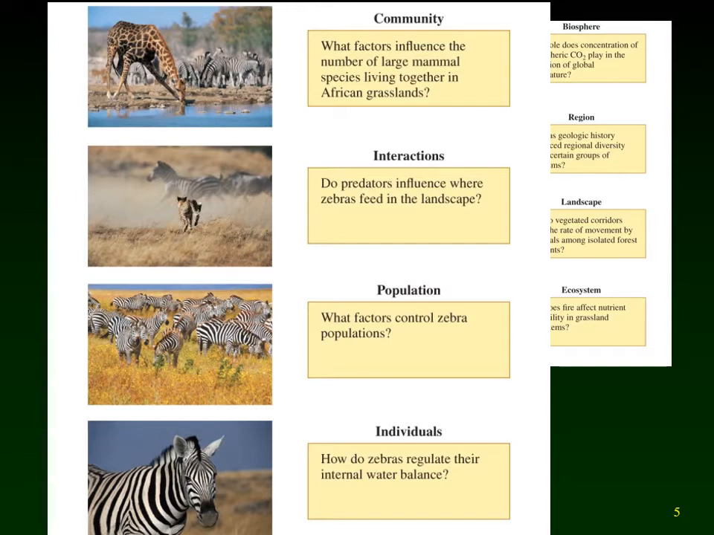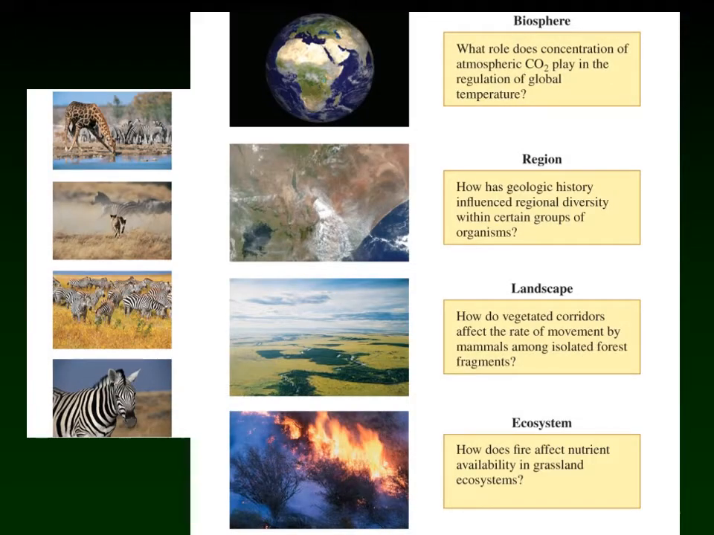Or you could look at what factors are controlling their population if we go up to look at the whole population. But that population is going to interact with other populations, and so you might be looking at the impact of predation on it. Or you could be looking at the species within the context of all the other species in the community. So you could be looking at community ecology and how they are actually living together and feeding on that same system. Moving further up, we could be talking about ecosystems.